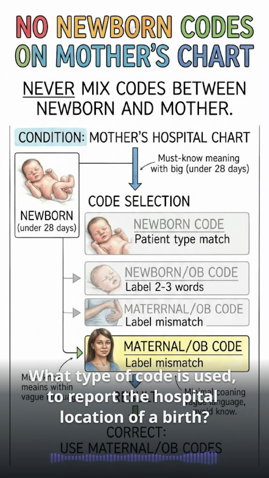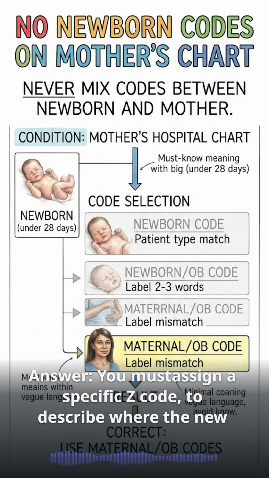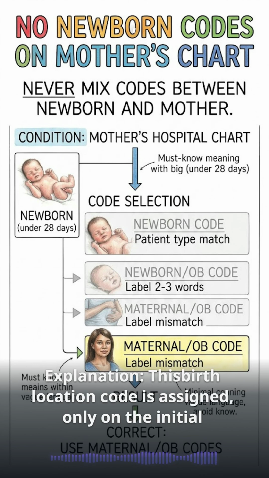68. What type of code is used to report the hospital location of a birth? You must assign a specific Z code to describe where the new baby was born. This birth location code is assigned only on the initial admission record of the baby.